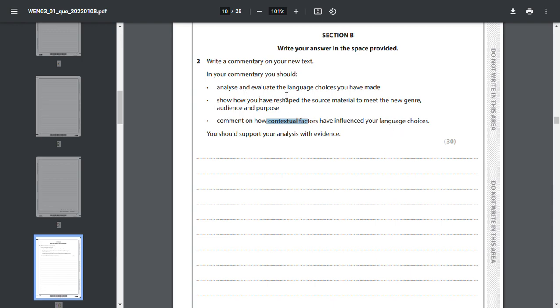So analyze and evaluate the language choices you have made. Yes. Show how you have reshaped the source material to meet the new genre, audience, and purpose. Comment on how contextual factors have influenced your language choices. Now, basically, in all these areas, as I said, please go back to your Unit 1, the knowledge of your Unit 1, that is context identity, whereby we broke down on analysis in terms of contextual factors, in terms of the language frameworks.